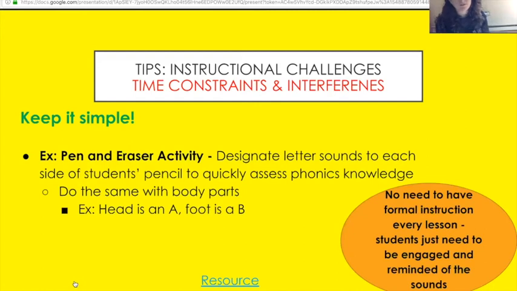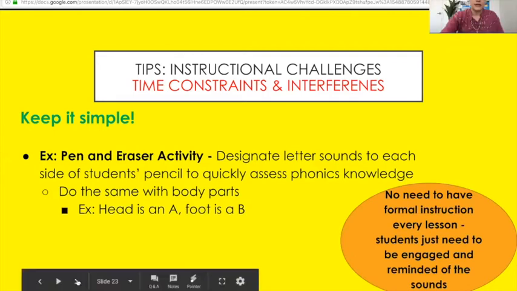And same thing with the body part too, like maybe the head is A and then foot is B, and then you say the letter sound, and then they have to touch it or point to it. Things like that are really quick, but it also allows you to see where the students are at in that moment. Very cool. I like that.